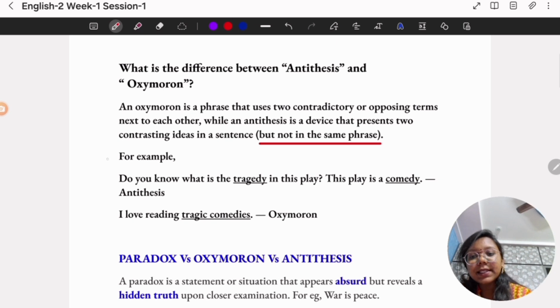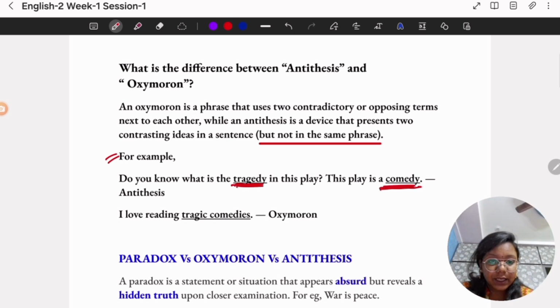So if you see this example, it will be completely clear to you. Do you know what is the tragedy in this play? This play is a comedy. So tragedy and comedy, they're completely contrasting words. And this is antithesis. So how did you know this is antithesis? Because these both are contrasting ideas, but they are not in the same phrase. They are in a sentence. And coming to this second one, I love reading tragic comedies. They are next to each other.